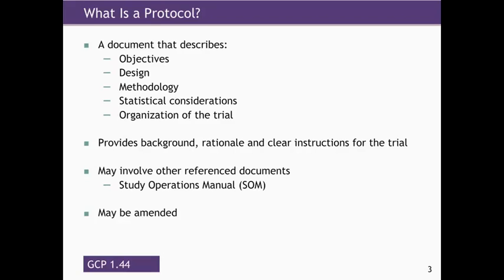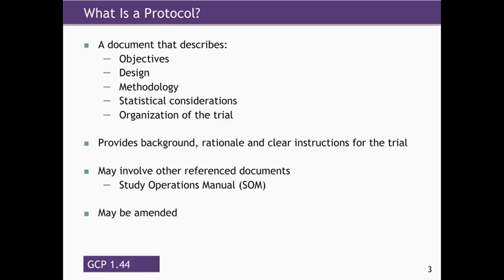What is a protocol? It's always good to start out with a definition, and the official definition of a protocol can be found under GCP 1.44. To remind you, throughout this course we'll be referencing sections of ICH GCP, and you can find these in your GCP textbook that you purchased for the course. If you didn't get the book, I highly recommend that you do get the book. You can also find ICH GCP guidelines online. They're a little bit more difficult to search through, but you can find them for free online.